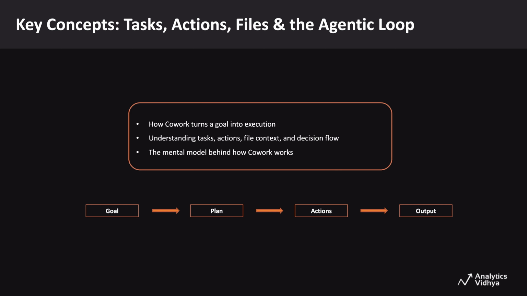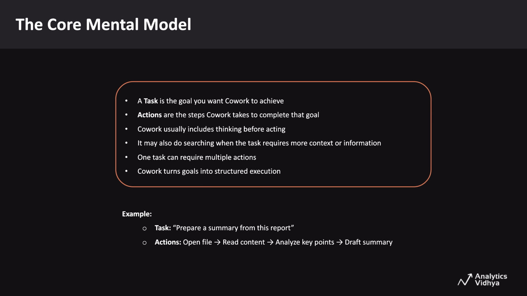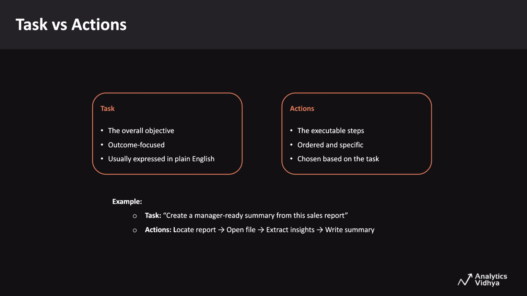This is the mental model that helps you see Co-work not just as a chat tool, but as an execution system. The simplest way to understand Co-work is this. A task is the goal, and actions are the steps. You tell Co-work what outcomes you want, and it figures out what needs to happen to get there. So, Co-work is not only focused on the final answer, it is also focused on the path to that answer. This distinction is very important.